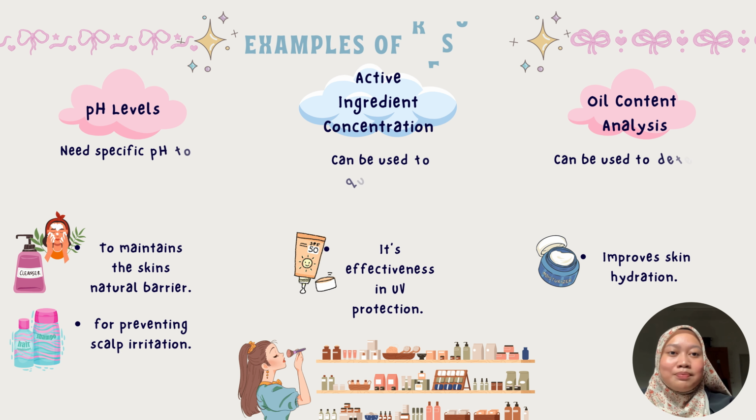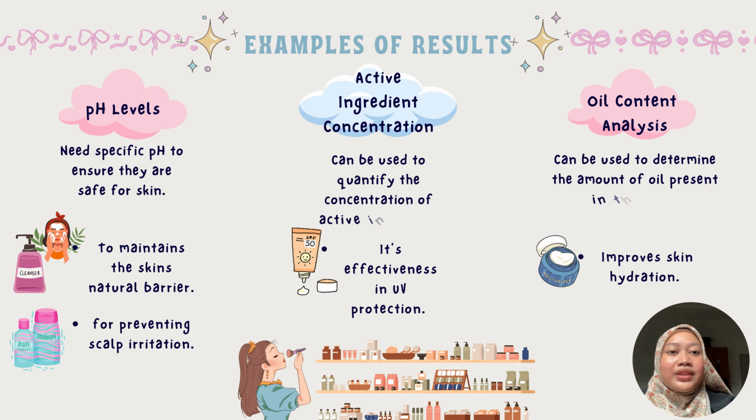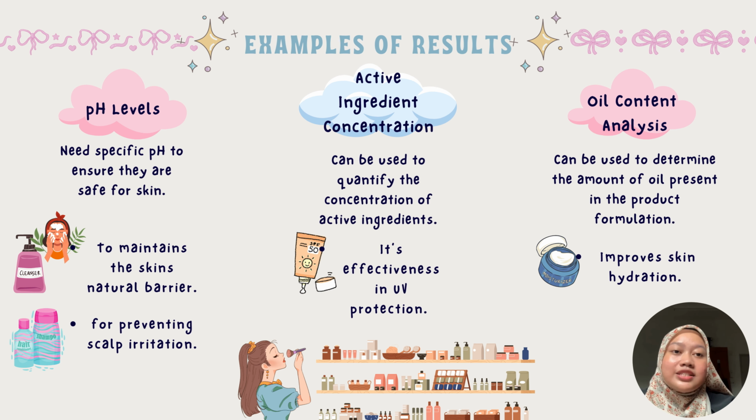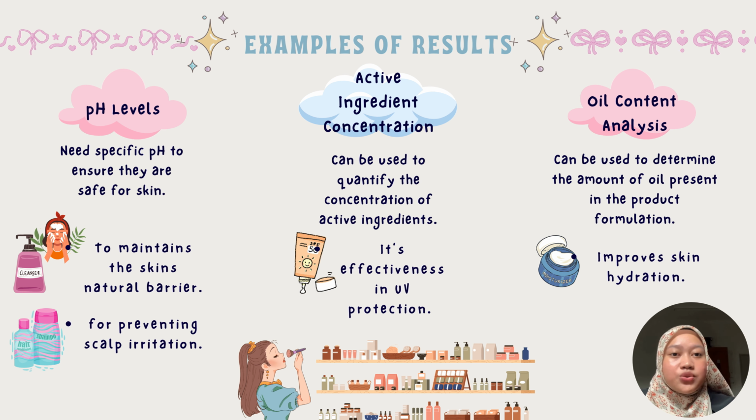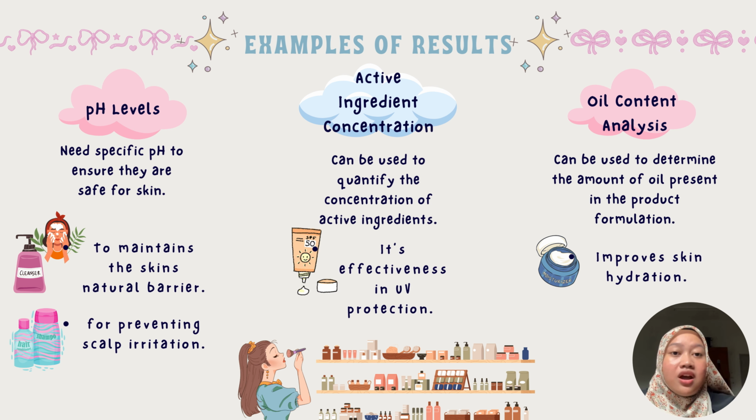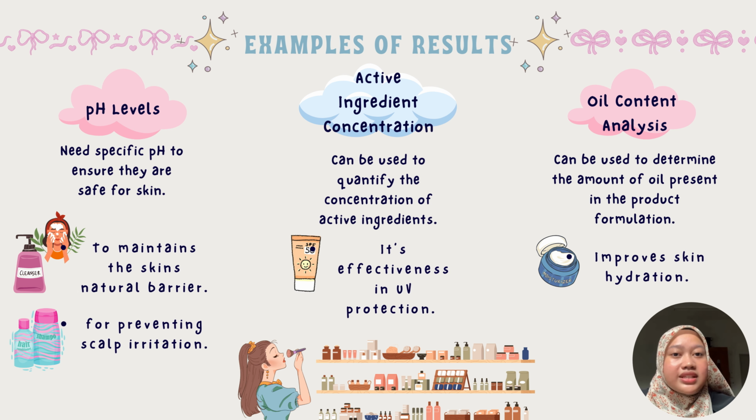Here are a few examples where volumetric analysis might be applied. The first one is pH levels. It needs a specific pH range to ensure the products are safe for skin. Not only that, we must make sure it is also effective in its function. For example, a cleanser helps to maintain the skin's natural barrier.